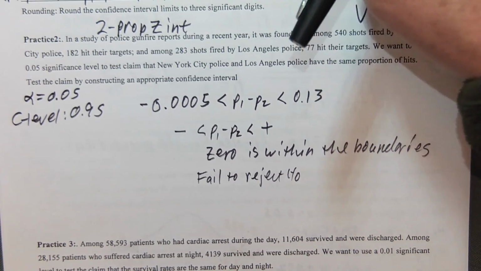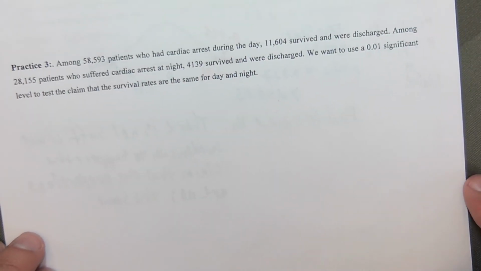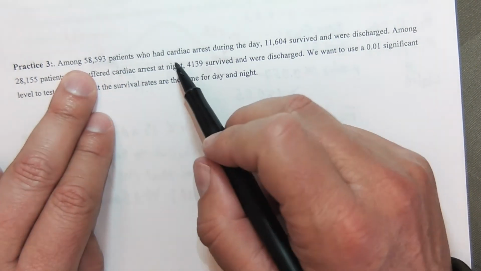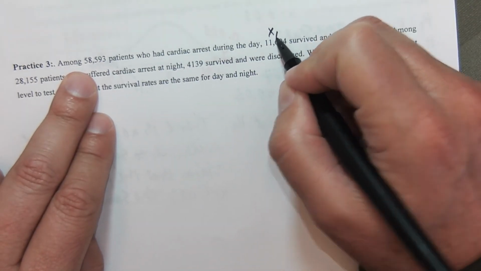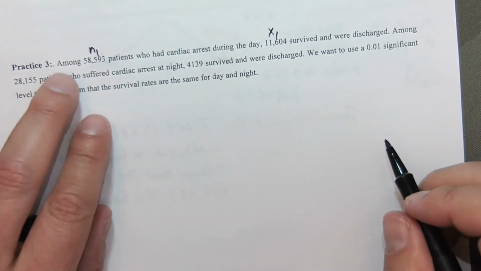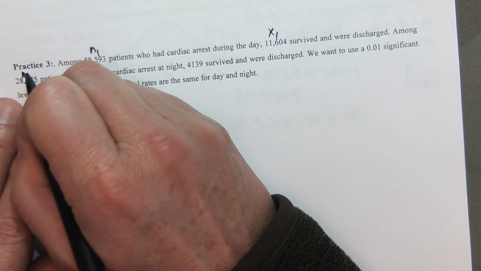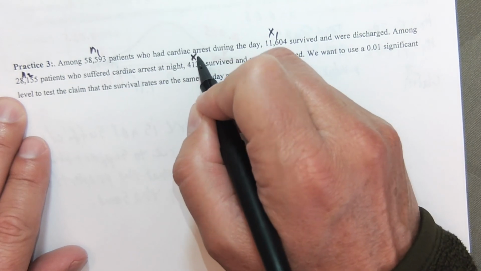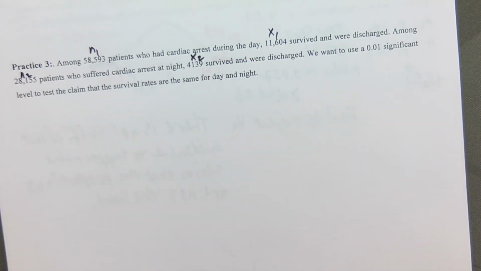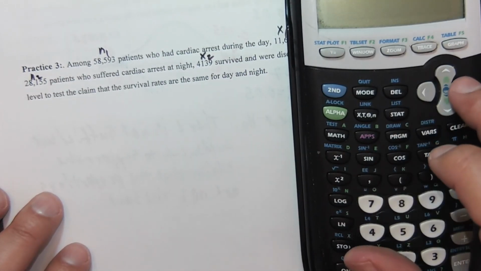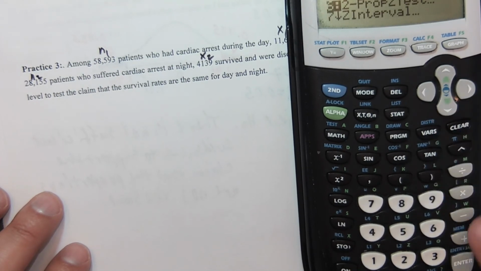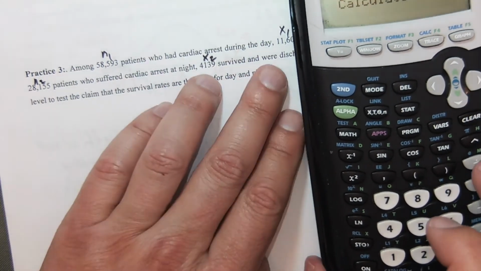So we're going to try this next one. And this time I'm not going to use the confidence level. I'm going to use the test again. And let me mark this up just a little bit. So among the 58,593 patients who had a heart attack during the day, this is my x sub 1 and this is my n sub 1. And this is my n sub 2 and this is my x sub 2. And so once again, I'm going to go to tests, 2-prop z test. So I'm going to put my data in.